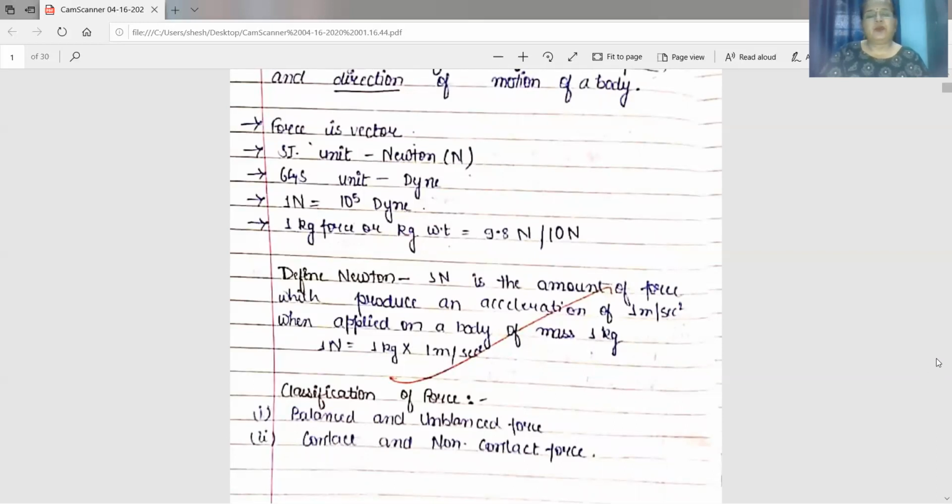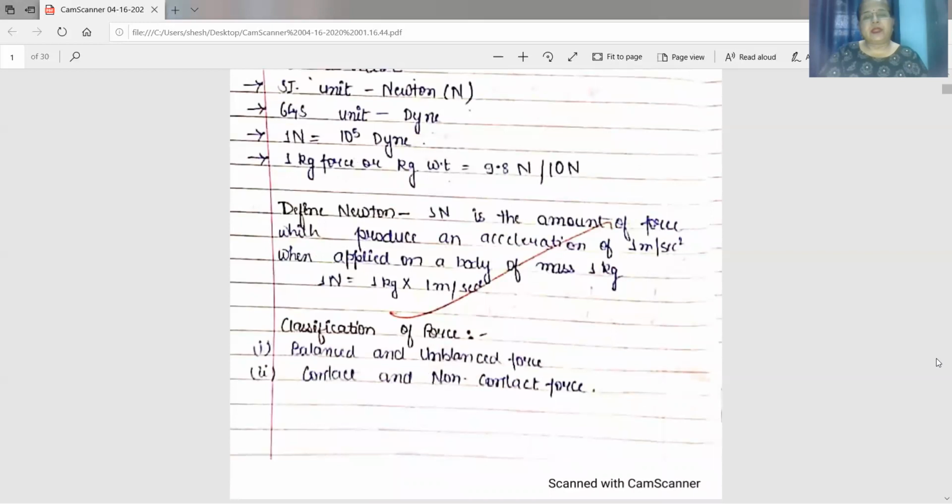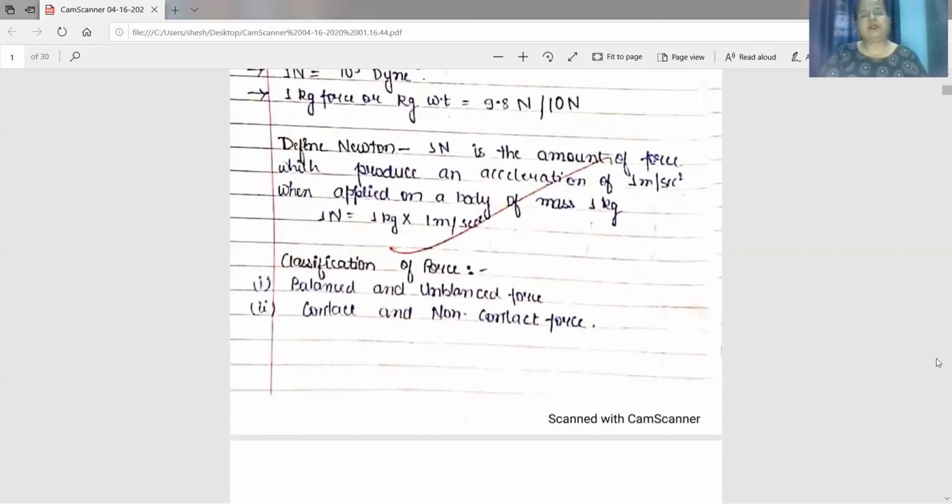Now define 1 Newton. 1 Newton is the amount of force which produces an acceleration of 1 meter per second square when applied on a body of mass 1 kg. I am repeating again, 1 Newton is that much force which produces an acceleration of 1 meter per second square when applied on a body of mass 1 kg.